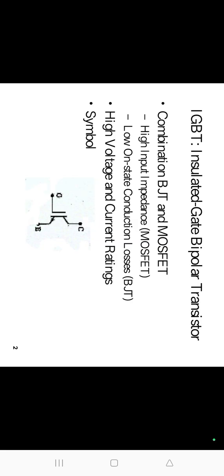It has three terminals: gate, collector and emitter. Current flows from collector to emitter. Whenever the voltage between the gate and emitter is applied, the IGBT is said to be turned on. When gate emitter voltage is removed, the IGBT is turned off. The gate has full control over the conduction of IGBT. When the gate to emitter voltage is applied, very small current will flow.